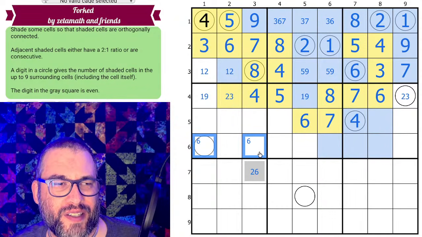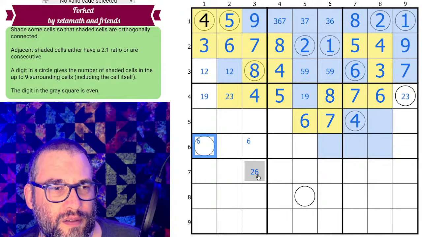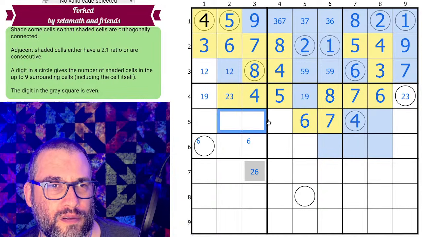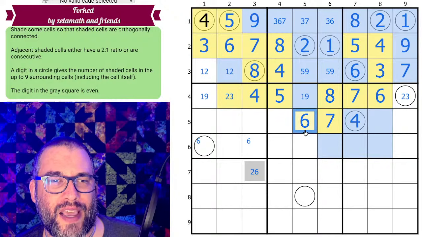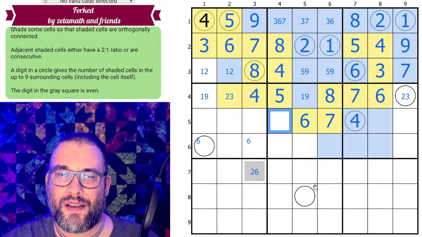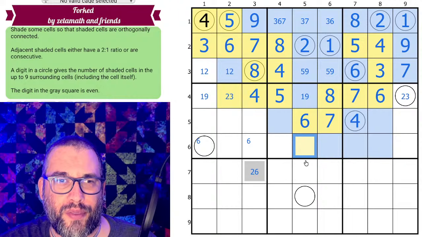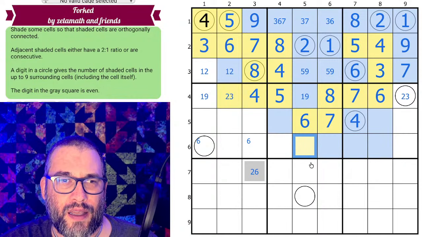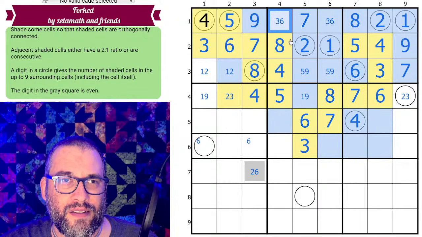We get a 6 in one of these, probably not this one. This can't have a relationship with 5 and 6. That's not a thing. So that's unshaded. So yellow gets out this way and is just a 3. So that's a 7 there.